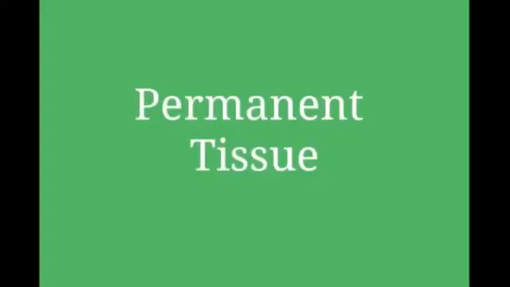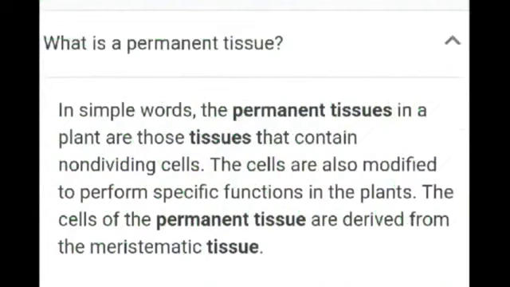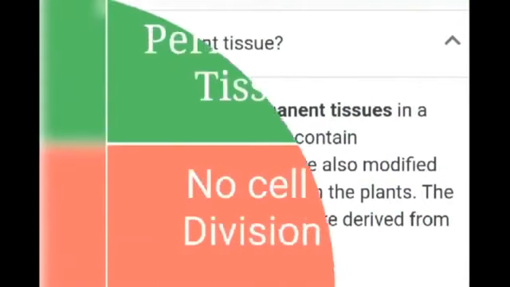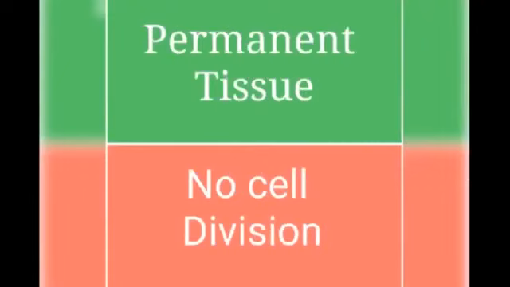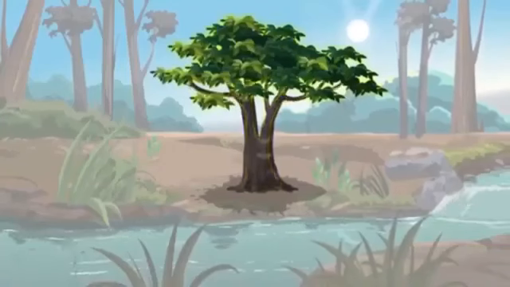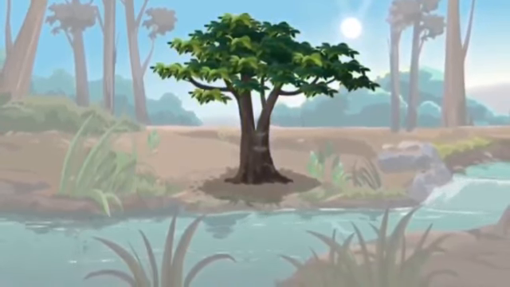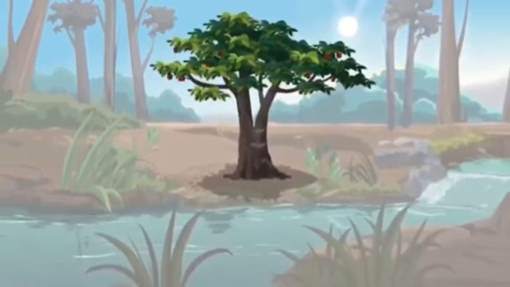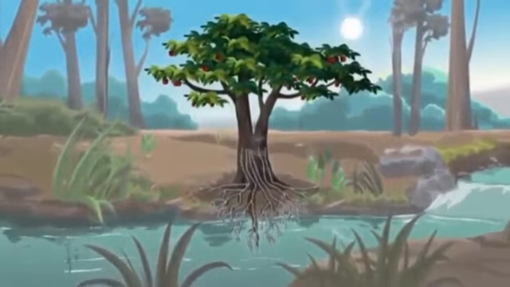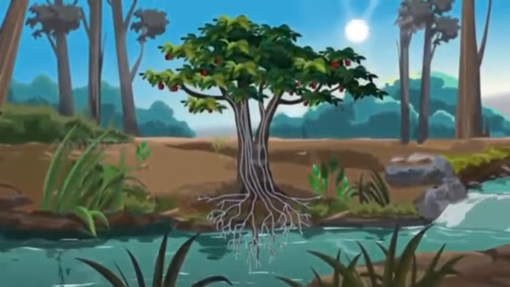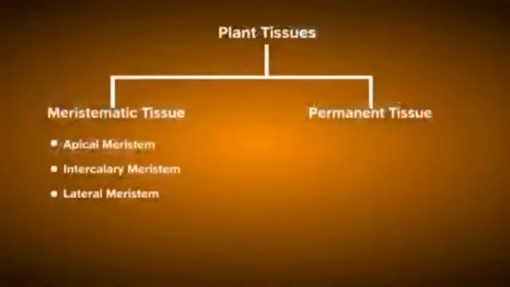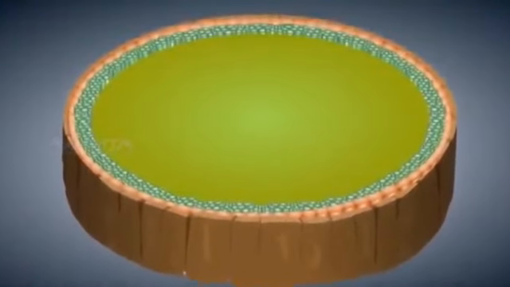The other type of tissue is called the permanent tissue. It is those tissues that contain non-dividing cells. They are also modified to perform special functions in the plants. This permanent tissue does not undergo cell division. To perform various functions like absorption of water, transportation of water, and for growth and reproduction, the plants modify their structure and become permanent tissue, where they stop cell dividing, but instead keep functioning physiologically. We call it permanent.